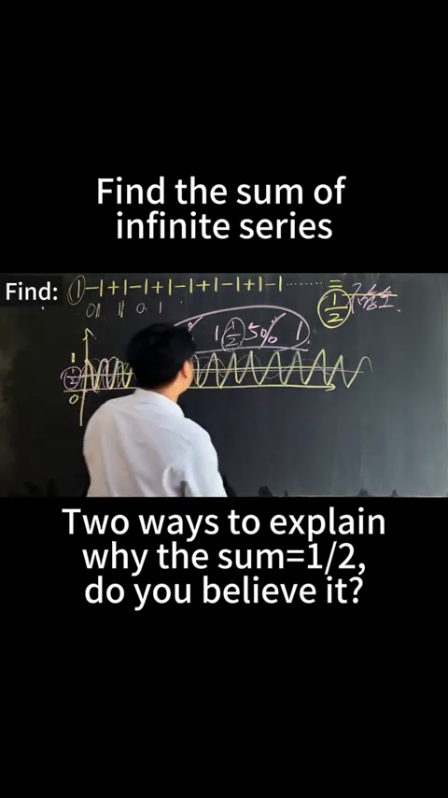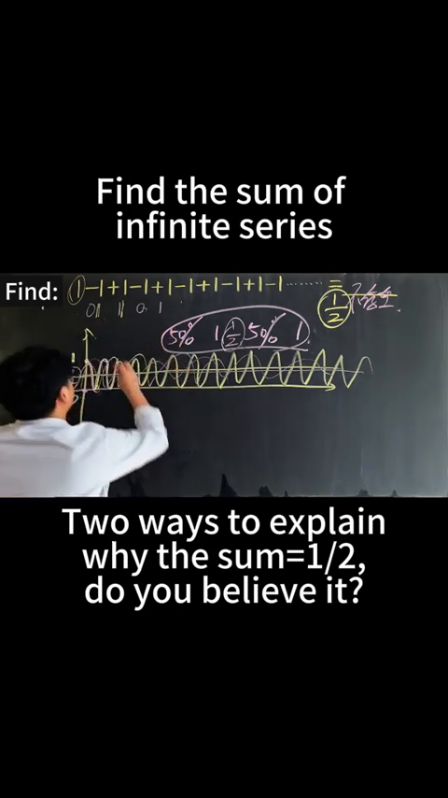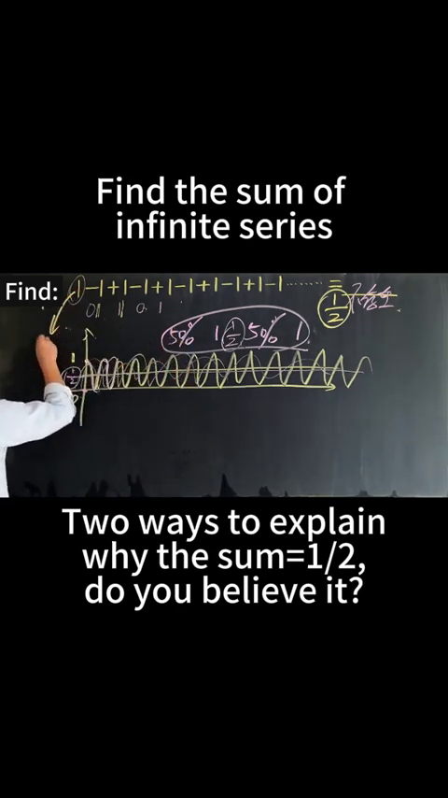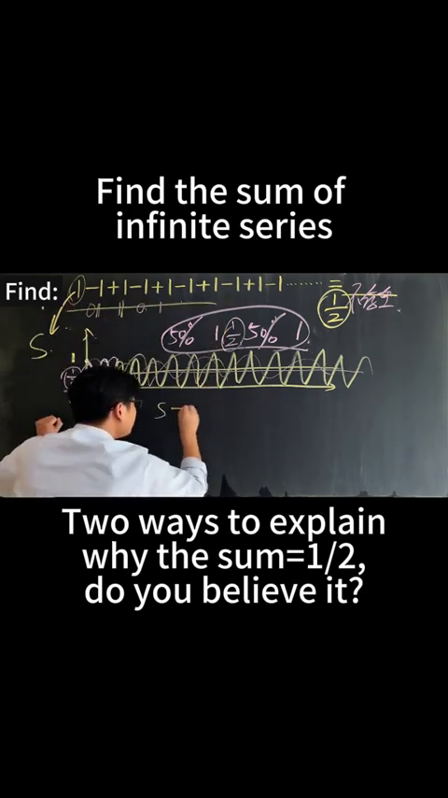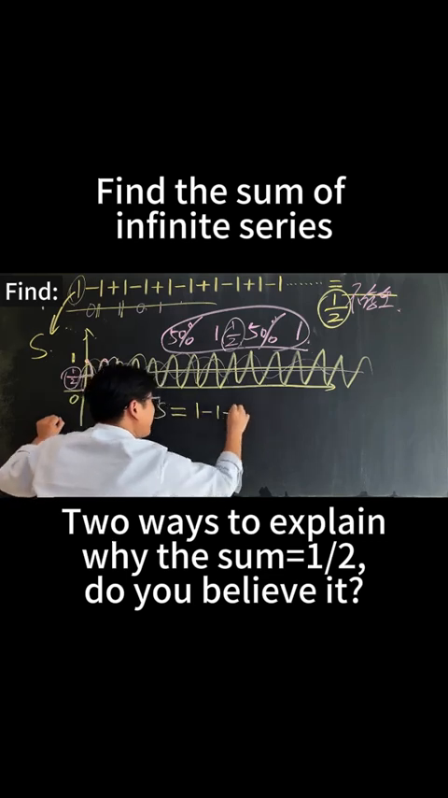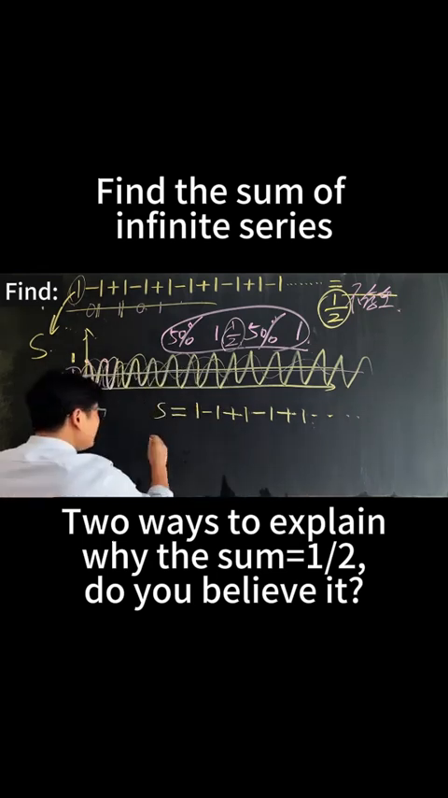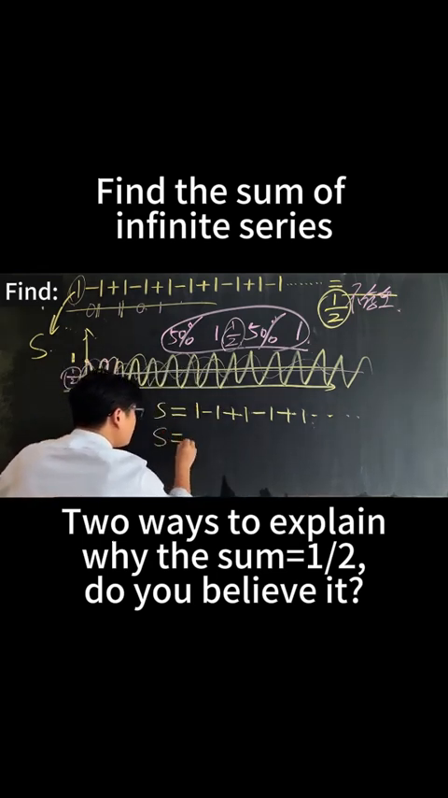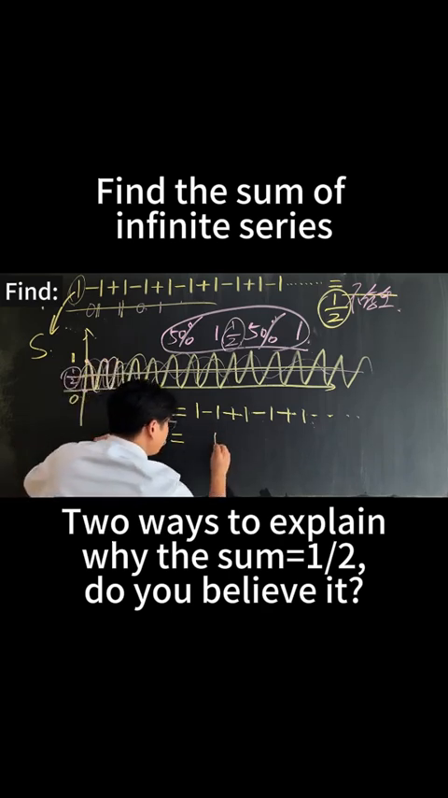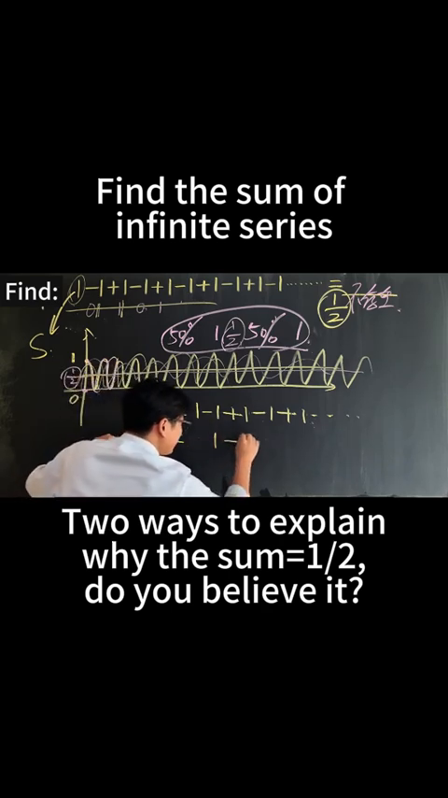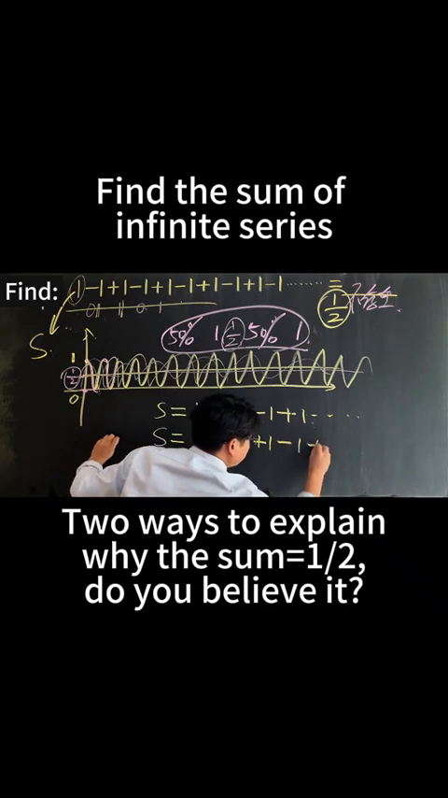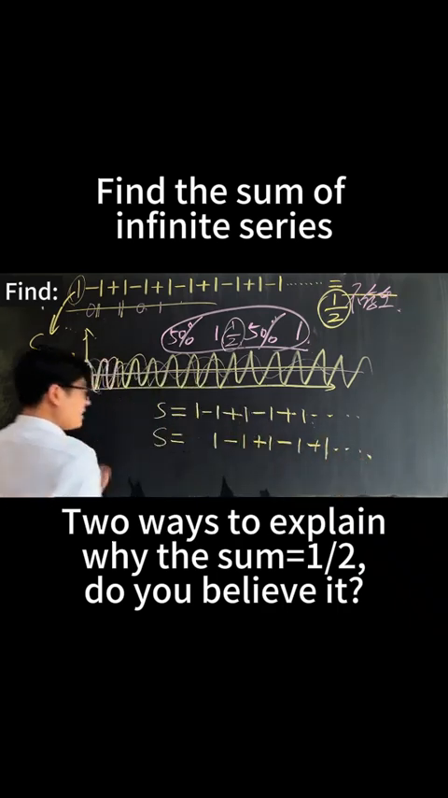Okay, if it still doesn't make sense, let me do the math for you. Let's suppose this thing equals S. Then S equals 1 minus 1 plus 1 minus 1 plus 1, and so on, right? It goes on forever. Now here's the question. If we offset S by one term and add them together, let's start writing S from here. Offset by one term: 1 minus 1 plus 1 minus 1 plus 1, and so on, never ending.